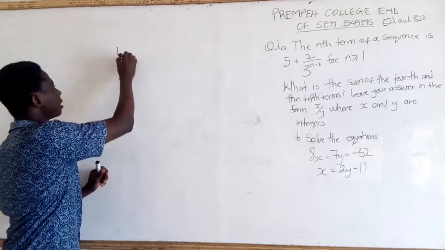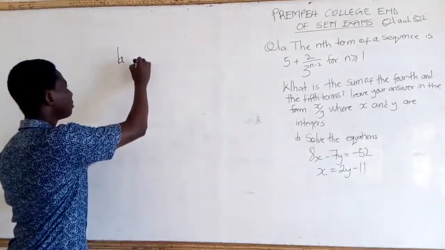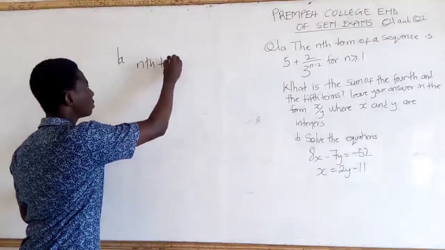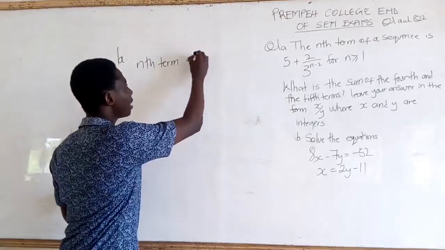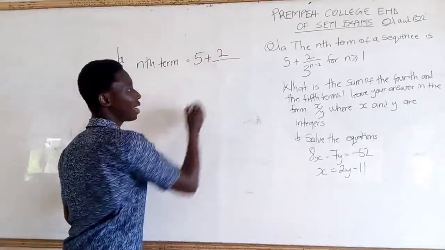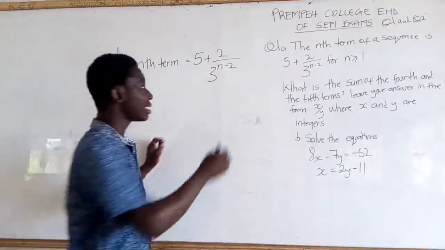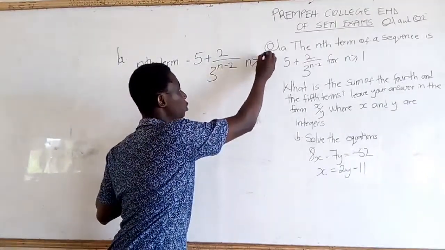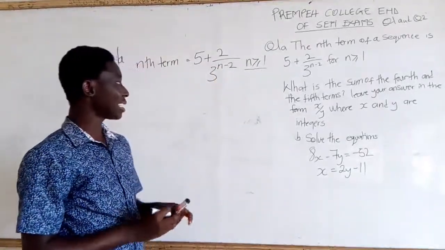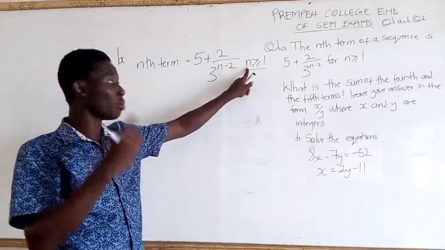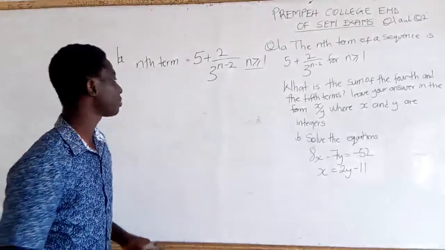Question 1a. The nth term is given to us, so the nth term is equal to 5 plus (2/3) exponent n minus 2. And the condition is n is greater or equal to 1. So this condition means that any answer that you get for n should be more than 1 or equal to 1. That is what the condition is saying.